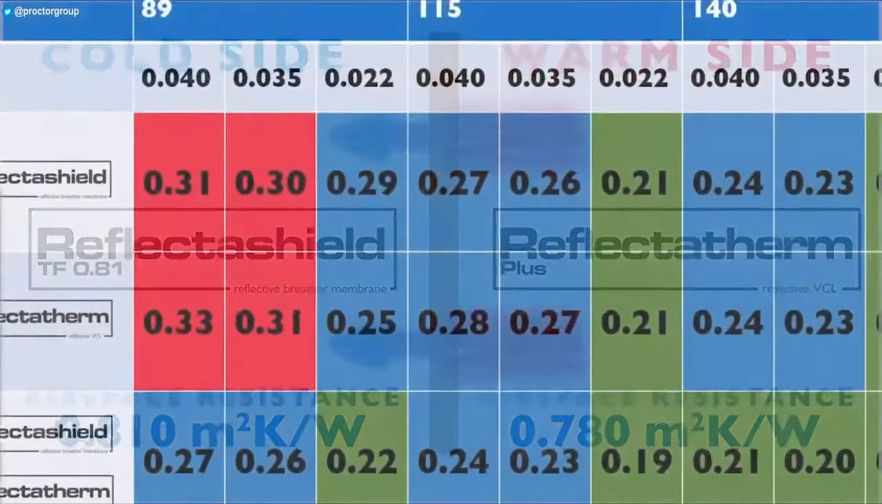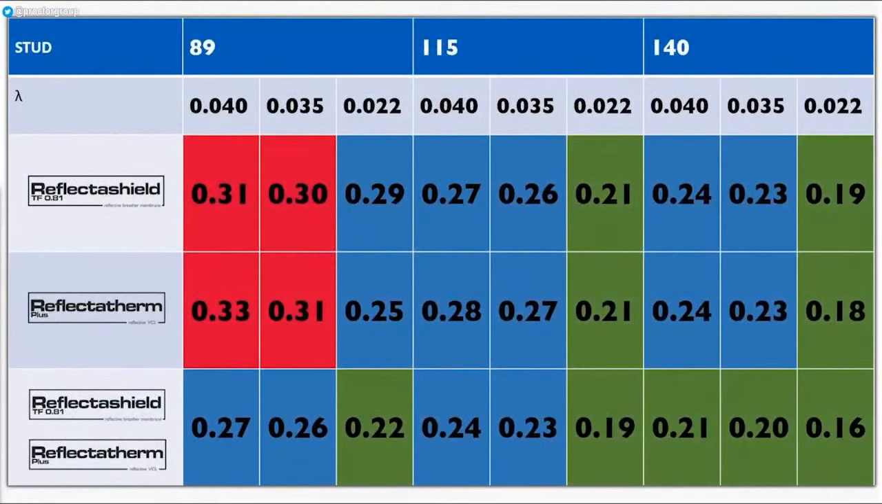This table shows some example U values that are achieved when using our reflective materials. As can be seen in the table, depending on the specific construction used, the use of reflective membranes can mean the difference between compliance with regulations or not. These values are based on a typical brick-clad timber frame wall with either 89, 115 or 140 mm depth studs, using a 15% timber bridging fraction and either mineral fibre insulation at 040 or 035 thermal conductivity, or 022 rigid foam.